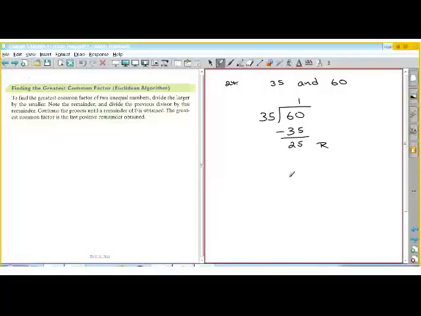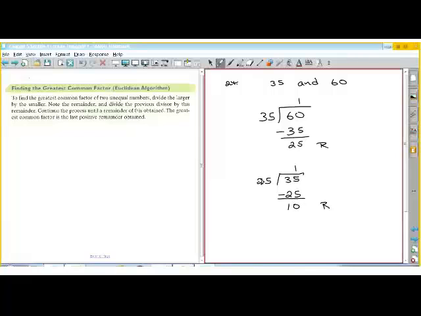Divide the previous divisor by this remainder. So this is the previous divisor. You take 35 and you divide by the remainder. So 35 divided by 25, you can do that one time. 1 times 25 is 25. You subtract, and you get 10. So that's my remainder. It's not 0, so we keep doing it.